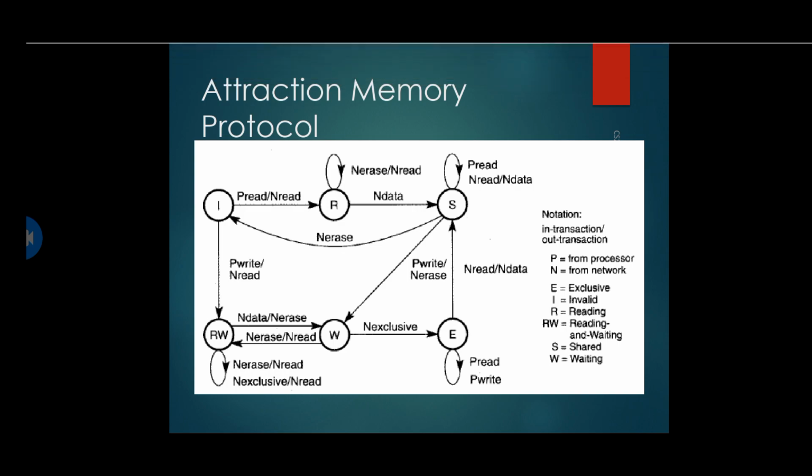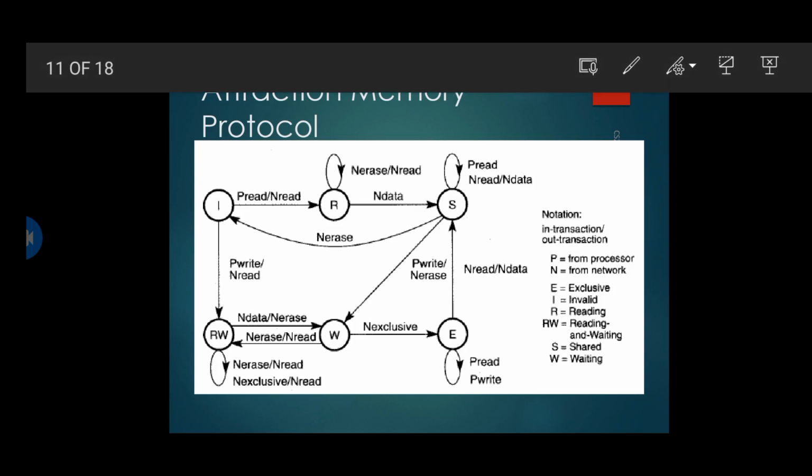Now let us see what is meant by attraction memory protocol. Attraction memory, which we called before the cache only memory. You can think of it as an extension of the cache memory to the last level of cache only memory. First there will be an I, which represents invalid.